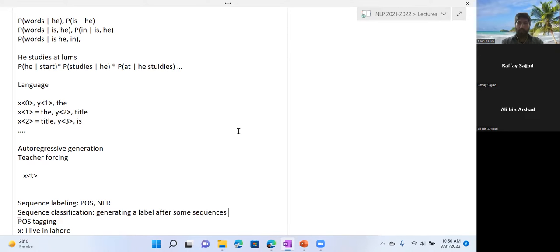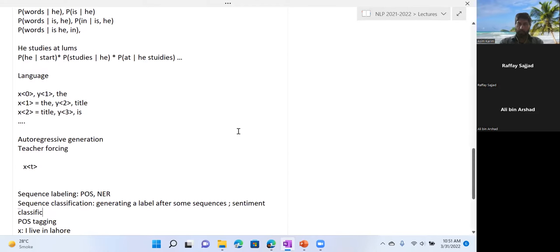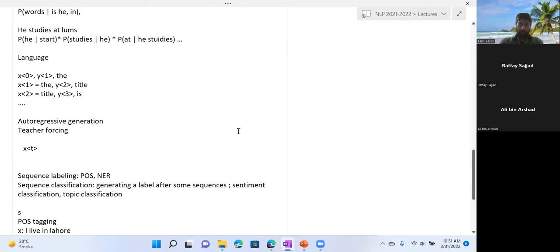So POS tagging में, NER में every input के बाद एक output आ रही है. Sequence classification में every input के बाद output required नहीं है या desired नहीं है. So we will only like an output after seeing a sequence of inputs. So typical examples here would be let's say sentiment classification, topic classification, and so on. So sentiment classification में क्या होगा? So पूरा एक sentence मिल जाएगा या पूरा passage मिल जाएगा, उसके बाद एक label चाहिए मुझे, ठीक है? So इसकी application देख लेते हैं, sentiment.